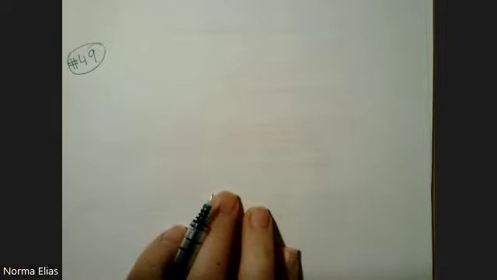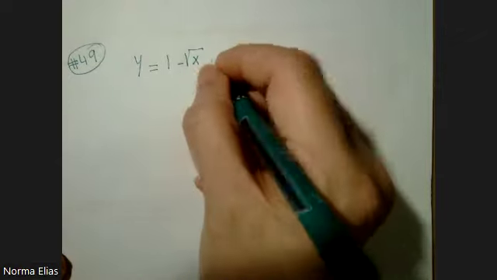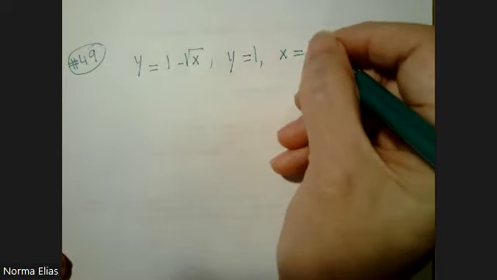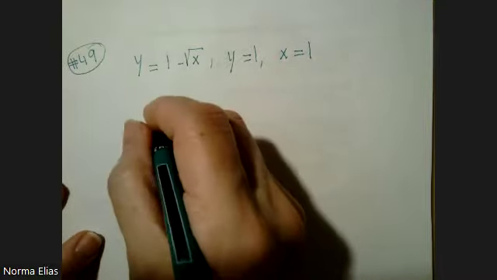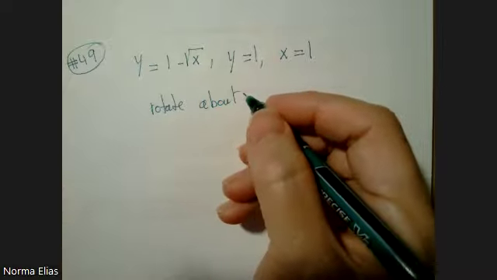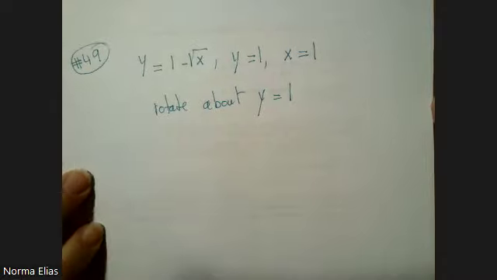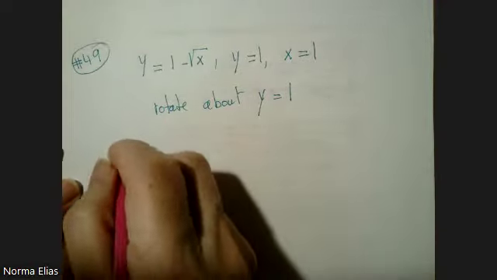So this time they give us y equals 1 minus the square root of x, y equals 1, x equals 1. That's the region, and I actually graph the region. And rotate about, so the axis of rotation is y equals 1. Okay, so obviously I don't know anything without really graphing. And in this problem, the book gave you the graph. They don't have to, but they actually gave it to you.